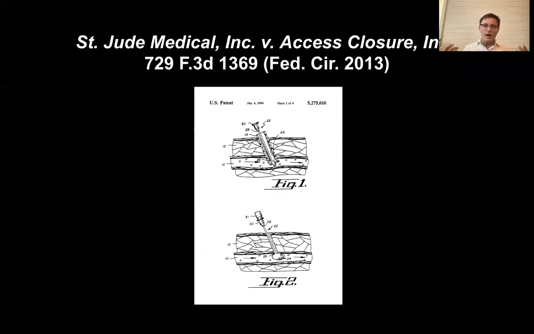Okay. Well, after KSR, the Federal Circuit then had to rejigger its own standards for determining non-obviousness. And it did so in the St. Jude Medical v. Access Closure case. St. Jude had several different patents on methods and devices for sealing vascular punctures, essentially needle holes in people's skin. The existing problem was that you give people a shot, and then when you take the needle out, the people bleed, and you would have to hold something on the skin to wait for it to clot. It's time-consuming, painful, and so on.